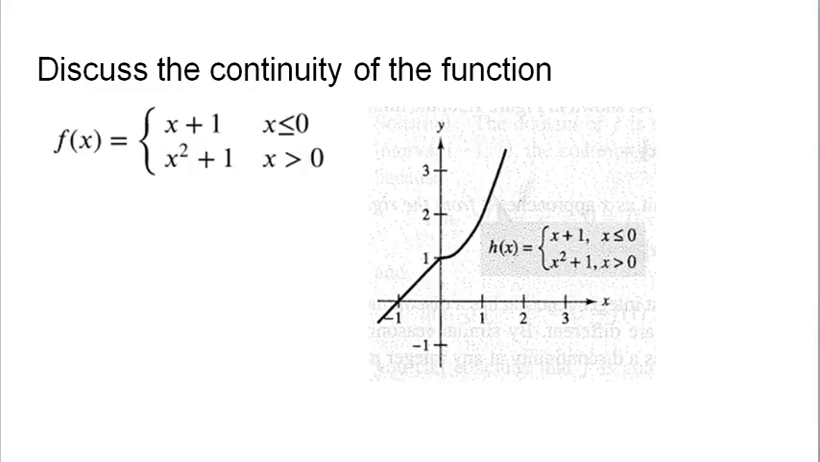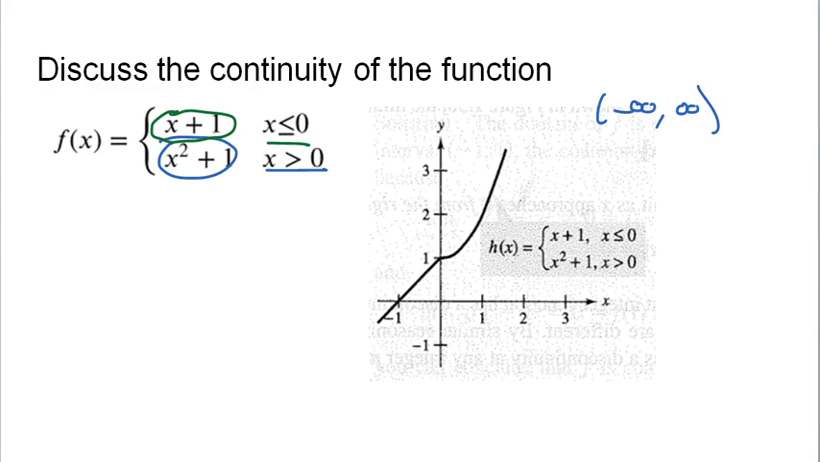Here's another one. This is a piecewise function. If I'm less than 0, I want to use the function x plus 1. If I'm greater than 0, I'm going to use the function x squared plus 1. And if I'm looking at this graph, I don't see any problems whatsoever. So this graph is continuous over the entire domain, negative infinity to infinity.